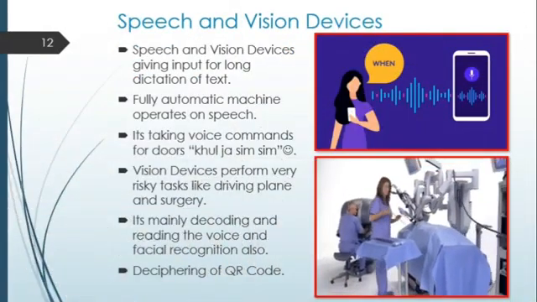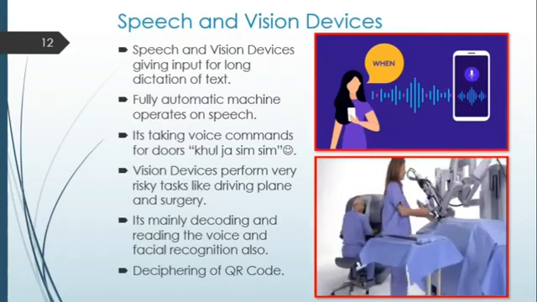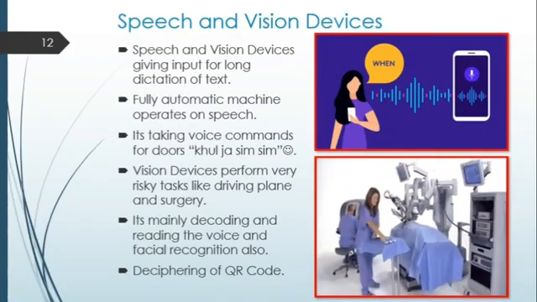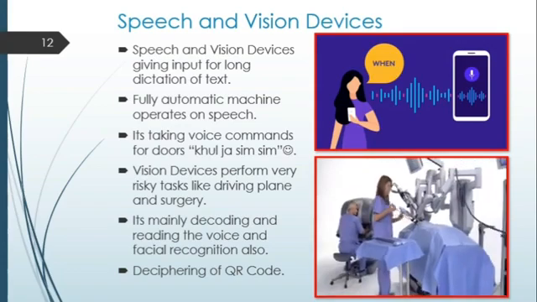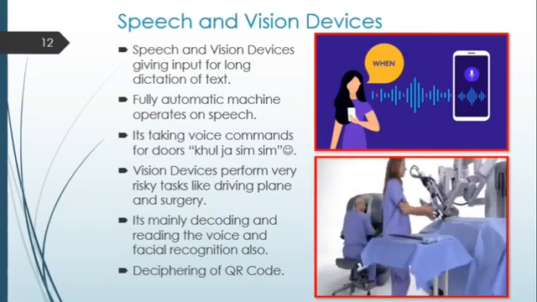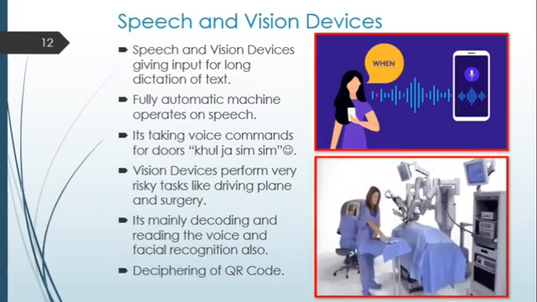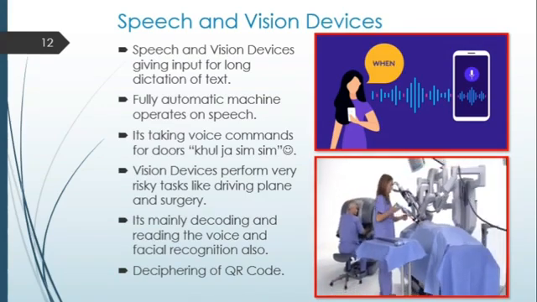Now speech and vision devices. Speech and vision devices give input for a long dictation. You are watching on the screen that this person is speaking something, and the codes are going into the mobile, which are recognized by the device. They operate fully automatically on speech. Whenever we have fully automatic machines, they can be operated by these speech recognition devices.